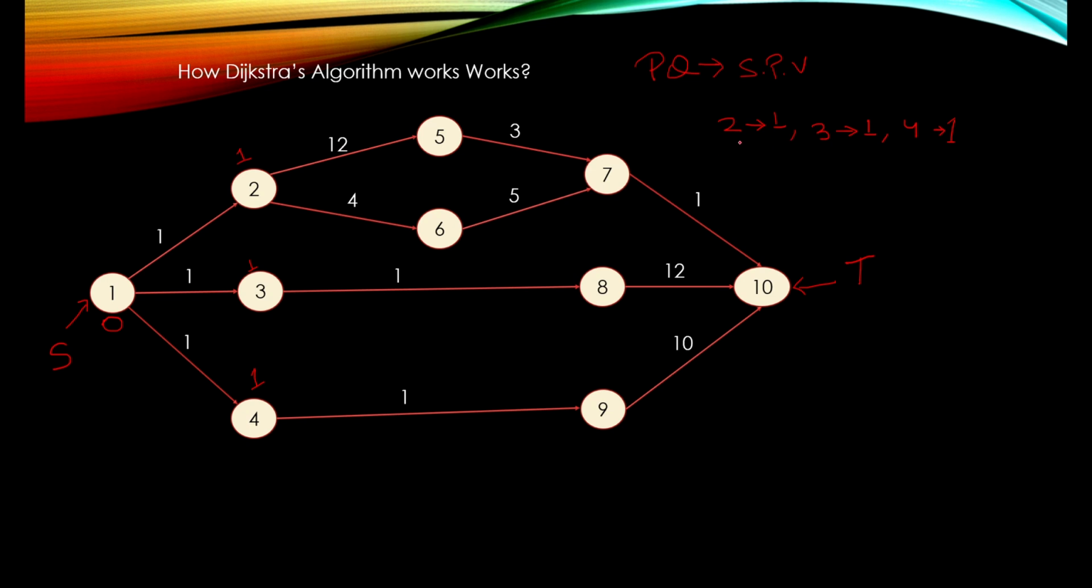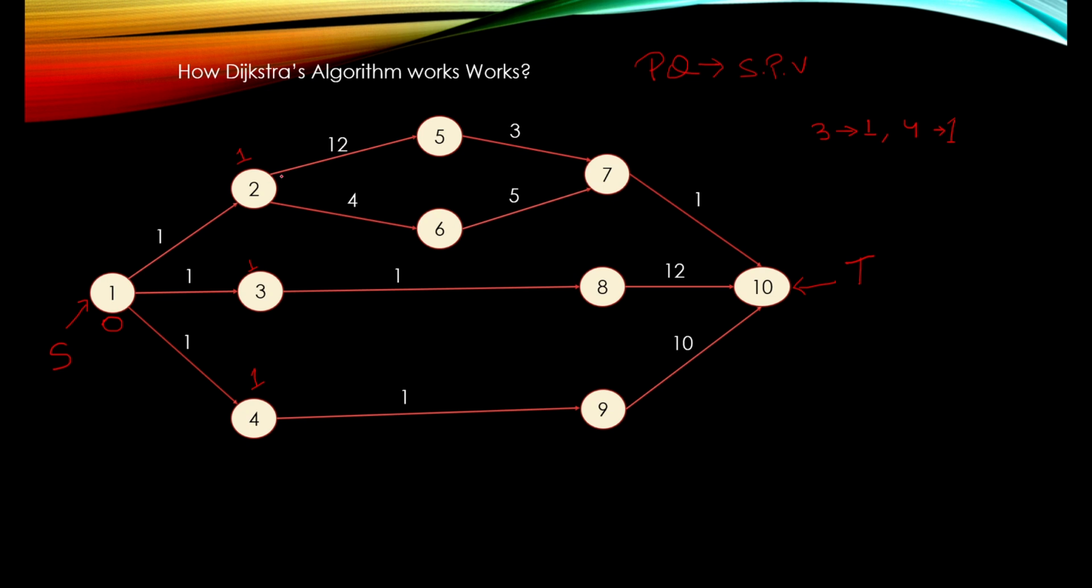Next we will pull one element from the priority queue. In this case it can be any one of them, since all the edge weights are the same. So for example, let's say we pull 2 from the priority queue. So we pulled 2 out of the priority queue. Let us remove 2 from here. So we have removed 2 from the priority queue. Once we have removed 2, next we need to see all the neighbors of 2.